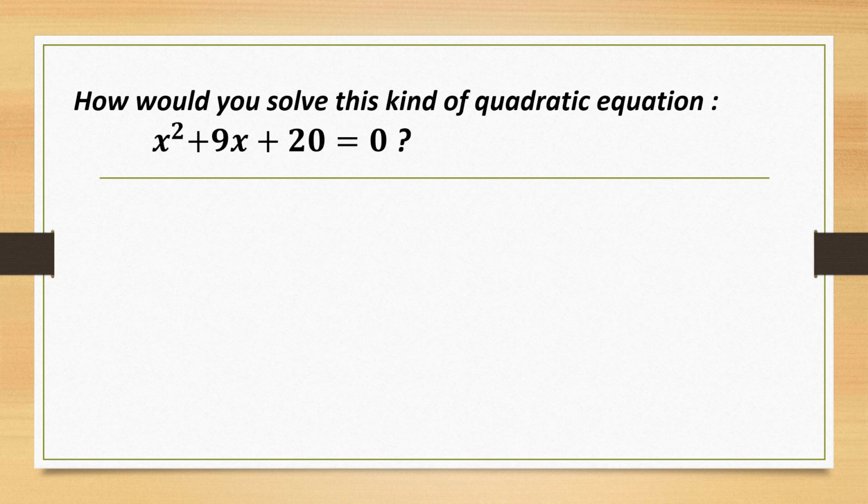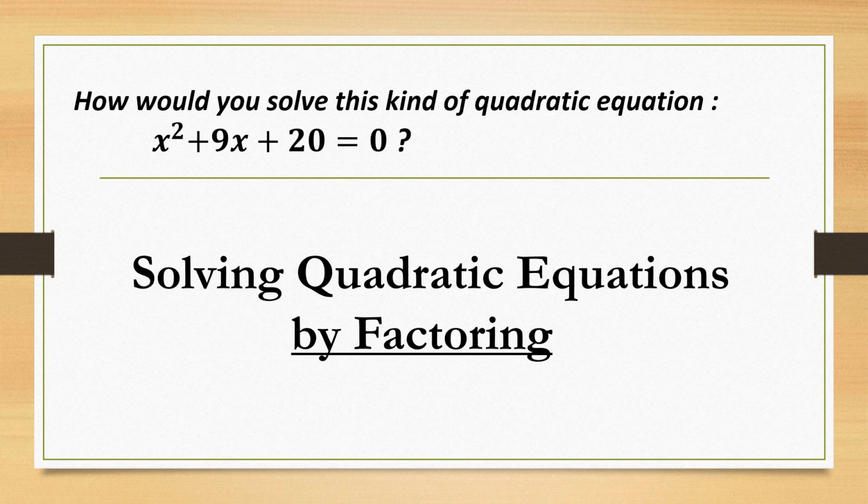Now, we have learned that if a quadratic equation is expressed in the form x squared is equal to k, it can be solved by extracting the square root. Now this is the question. How would you solve this kind of quadratic equation? X squared plus 9x plus 20 is equal to 0. Okay, we can solve this kind of quadratic equation by factoring. So this is another method of solving quadratic equations.